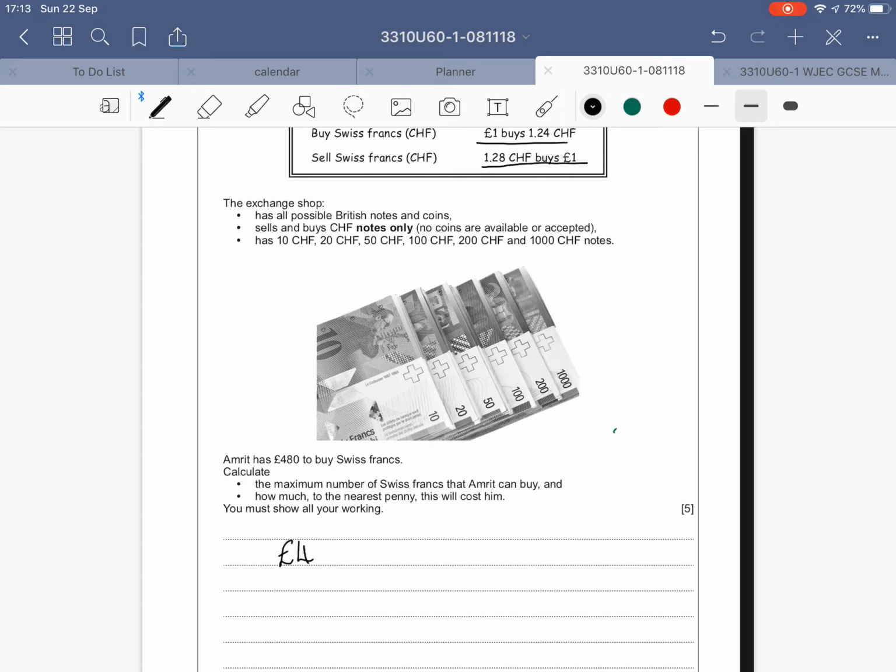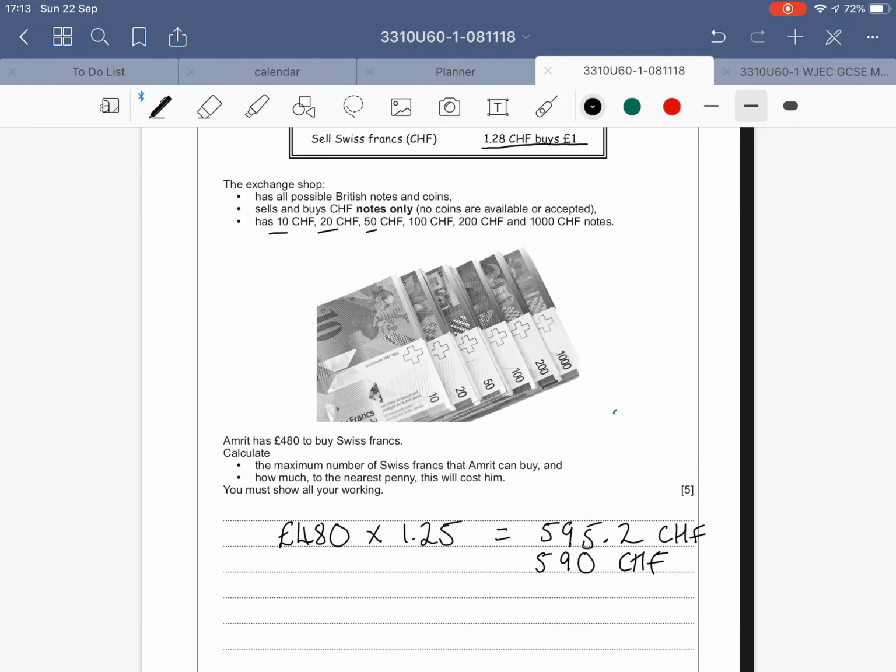So when we go from our money into a different one, we times by the exchange rate. If we go from their money into ours, we divide. So this is going to find out how much he could get if they have all types of Swiss francs. So he's capable of buying 595.2. However, they only have 10s, 20s, 50s, so he can only have 590 Swiss francs.